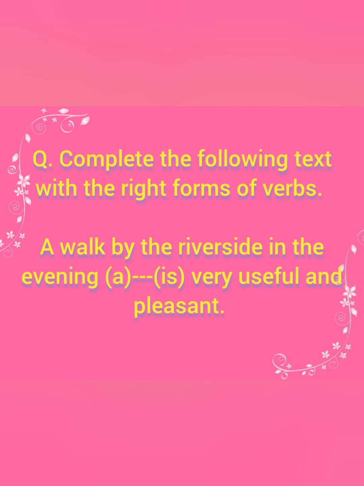Here I have selected another board question from Select Board 2017. The question is, complete the following text with the right forms of verb. The passage is, a walk by the riverside in the evening is very useful and pleasant. Here subject is third person singular number and the verb is a to be verb. For third person singular number we use in present form is. That's why in number A we have used here is.